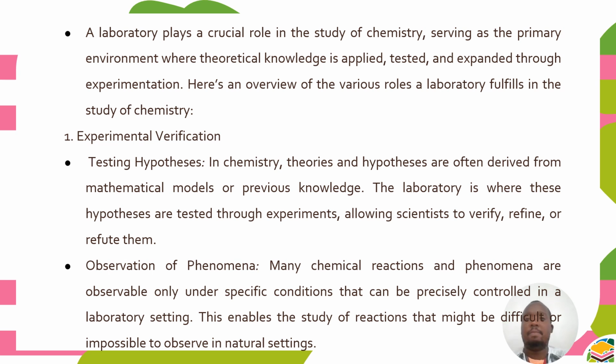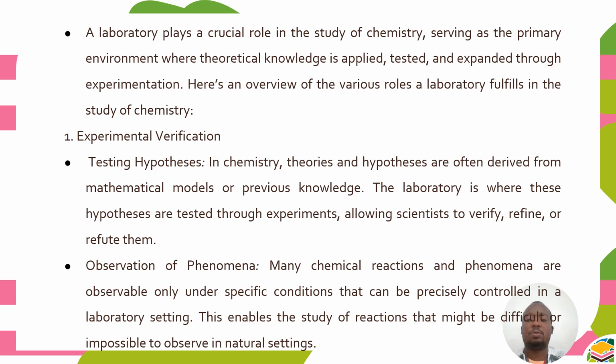Now, a lab plays a crucial role in the study of chemistry. It serves as the primary environment where theoretical knowledge is applied, tested, and expanded through experimentation. So here is an overview of the various roles a laboratory fulfills in the study of chemistry. Number one is experimental verification, where we are testing the hypothesis. In chemistry, theories and hypotheses are often derived from mathematical models or previous knowledge. The laboratory is where these hypotheses are tested through experiments, allowing scientists to verify, refine, or refute them.